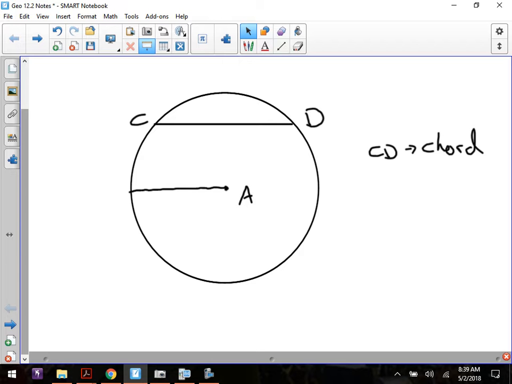So when I'm looking at this here, we're talking about this thing called a chord. Now, a chord, like we found on Monday, is a segment in the circle that has endpoints on the circle. Chords are generally labeled as segments, so CD in this case would be what we call a chord.